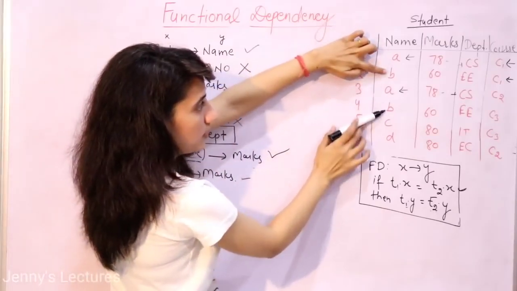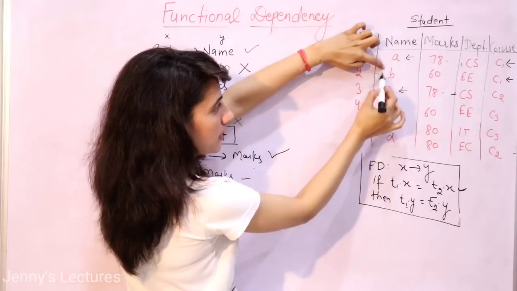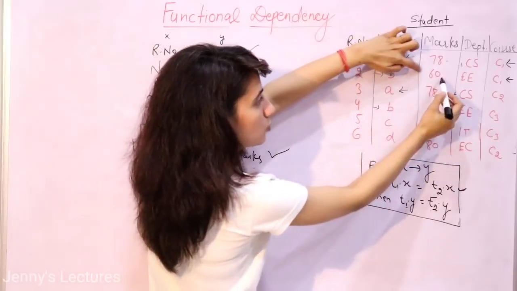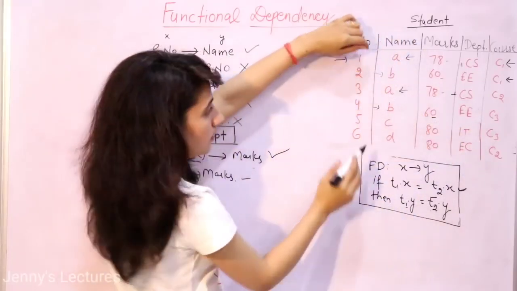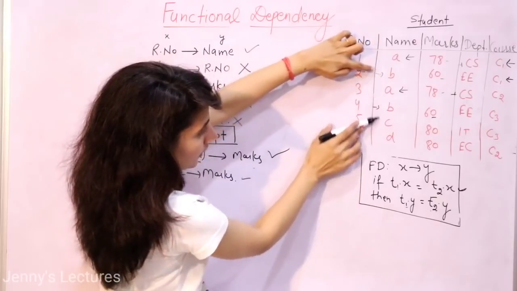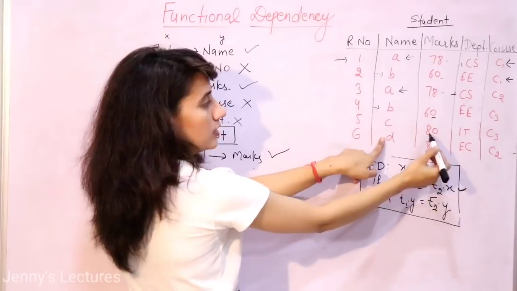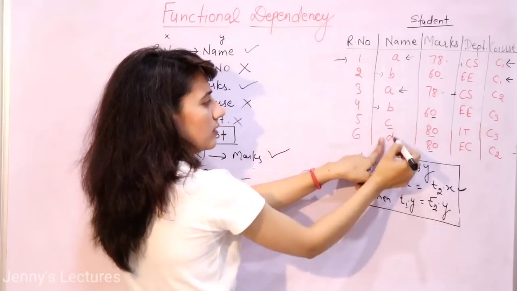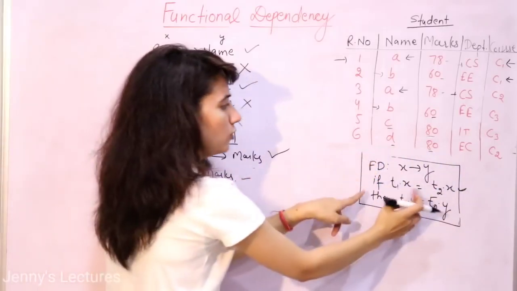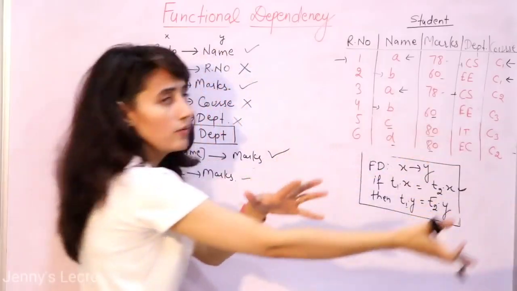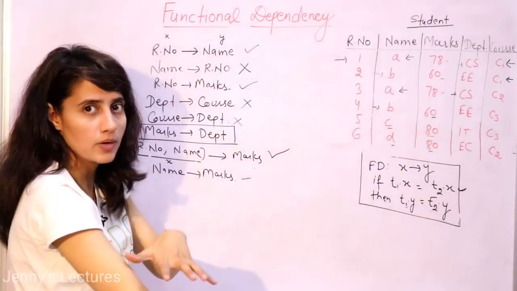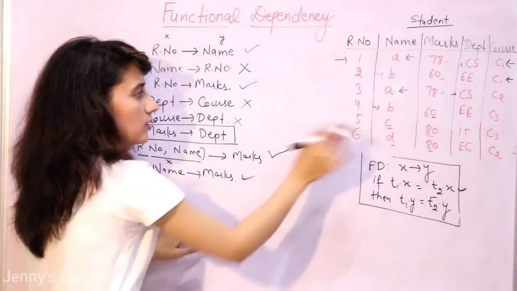Same for B and B: name is the same in two tuples, the X value is the same, and the Y value is also the same. Again we don't have any repetition now, because here I have C, here I have D, so no need to check here. See here, the Y value is the same but the X values are not the same. If the X value is not the same, then we will not check Y values, they may or may not be the same. So this is a functional dependency in this case.